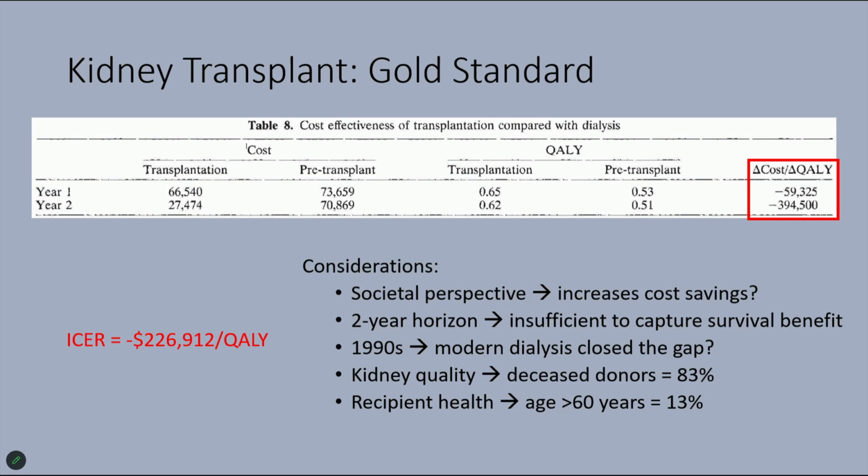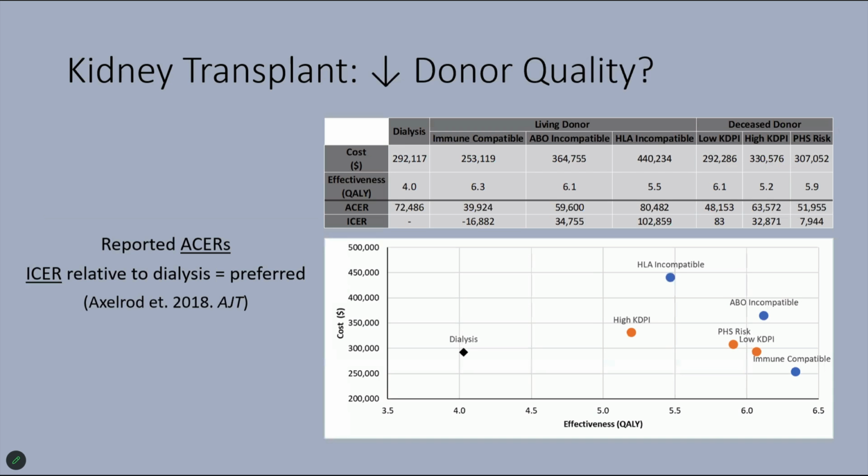There were a couple of other characteristics of the cohort with a potential impact on the cost effectiveness. 1990s dialysis has potentially improved more than transplant over 3 decades, potentially closing the gap. And 83% of the patients were from deceased donors, but this does not consider the quality of the donors. Most importantly, this was a young, healthy cohort with only 13% of patients being over 60 years old.